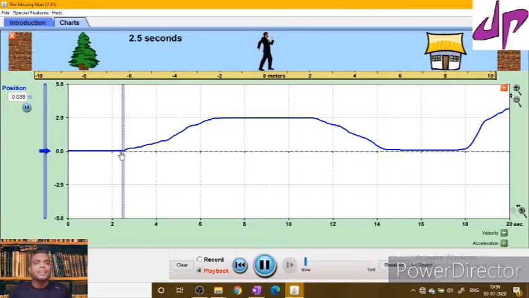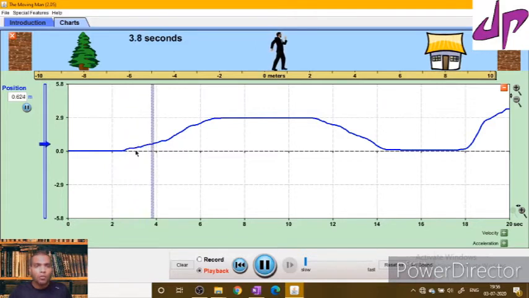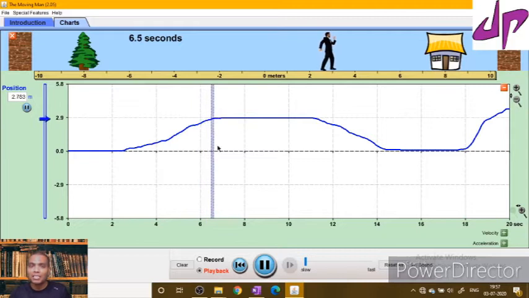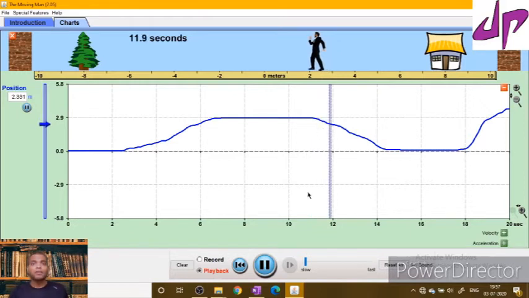Now when he started to move, you can observe how the graph curve changed. He is moving forward, so that's why the graph position is changing with respect to time. After reaching here, he stopped again. So if he is at rest or is not moving, again the graph represents a straight line which is parallel to the time axis.